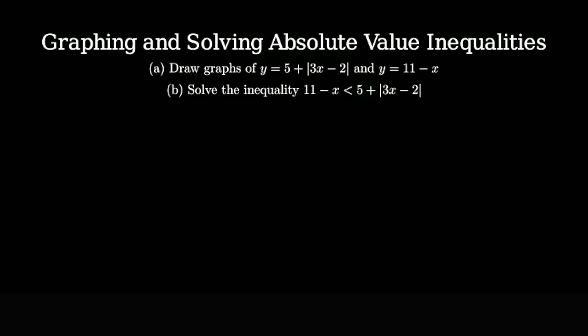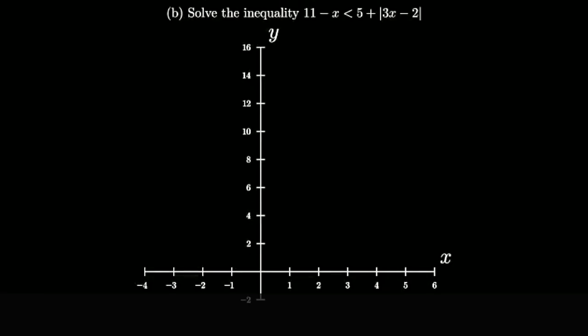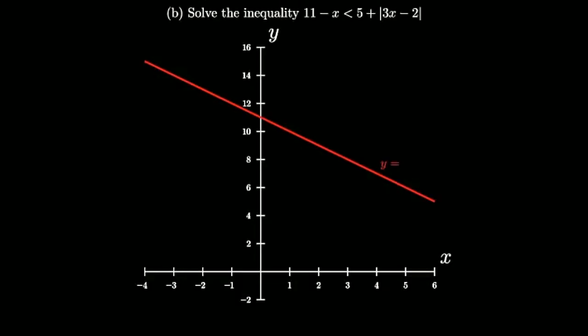Let's start with Part A, graphing the functions. First, we'll set up our coordinate axes. Let's graph the linear function y = 11 - x. This is a straight line. Its y-intercept is 11, which means it crosses the y-axis at the point (0, 11). Its slope is -1. Let's draw this line in red.